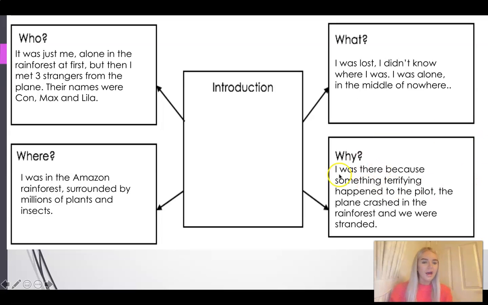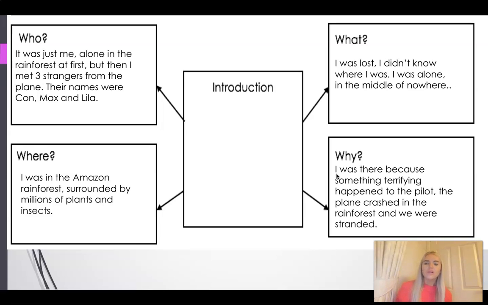And why were you there? I was there because something terrifying happened to the pilot. The plane crashed in the rainforest and we were stranded. Now, can you see here, Year 4, I haven't actually added any information that is new. Everything there we know from the book The Explorer. And when you're writing your introduction in your diary plan, that's what I want you to be thinking.